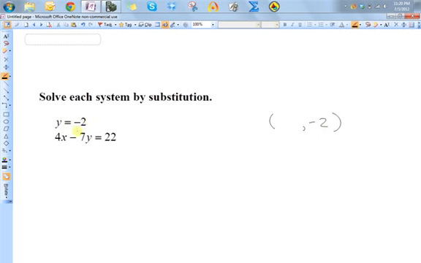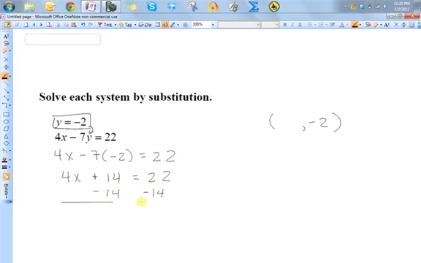So all I need to do now is find x, and I'm going to do that by plugging this -2 into the y. So I have 4x minus 7 times -2 equals 22. So 4x plus 14 equals 22. Now I'm just going to solve for x by subtracting 14 from both sides. So 4x is equal to 8. Divide both sides by 4. So x is equal to 2. So the solution is (2, -2).